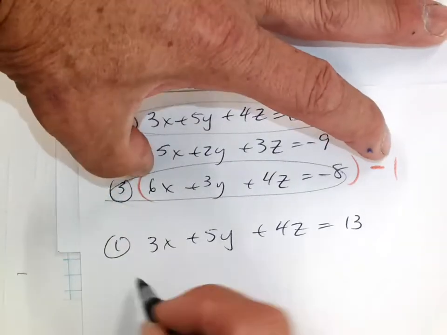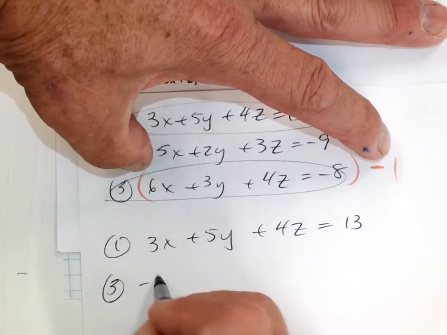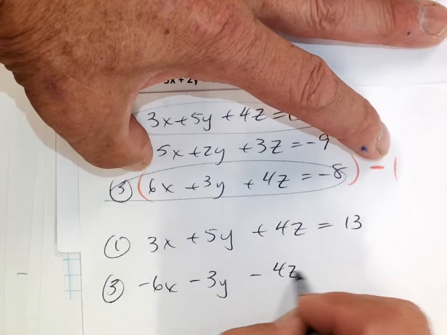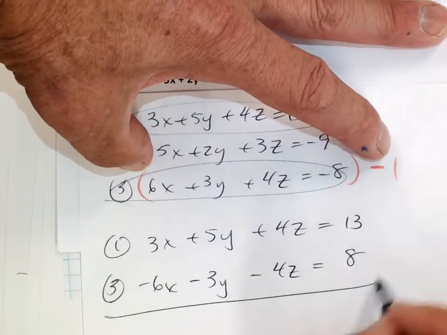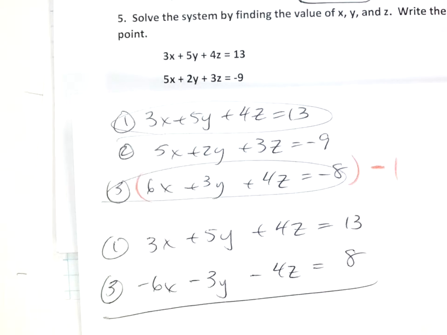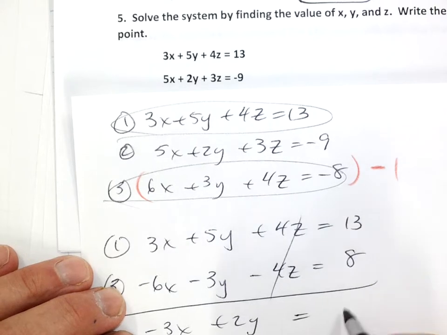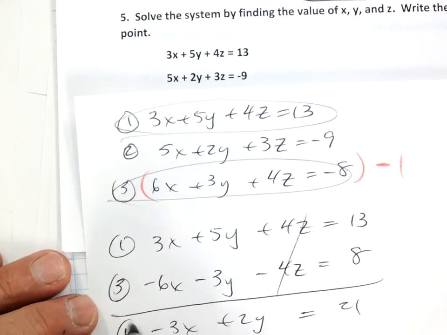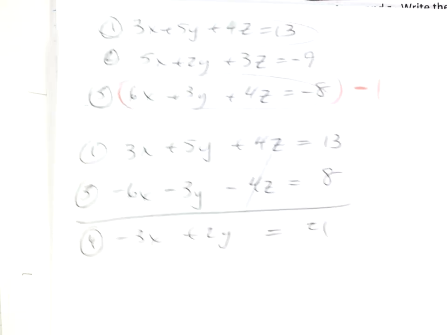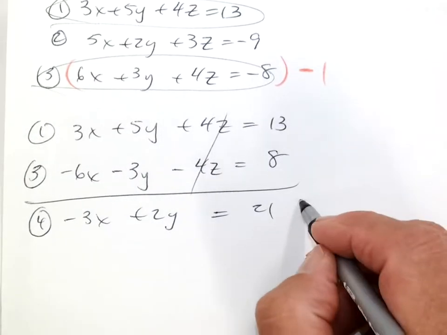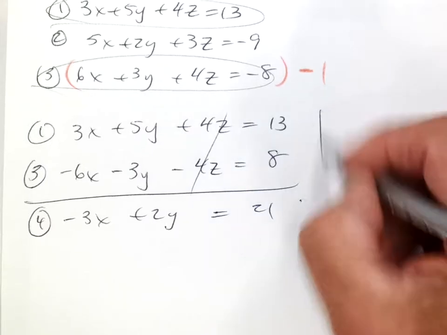So I get equation 3 as -6x minus 3y minus 4z equals +8, right? Negative times a negative. Cancels. I get -3x plus 2y equals, what's that, 21. Okay, that's equation 4. Okay, now I need to make an equation 5. Let's see if I can make an equation 5. So equation 5, I'll try and squeeze over here, okay?